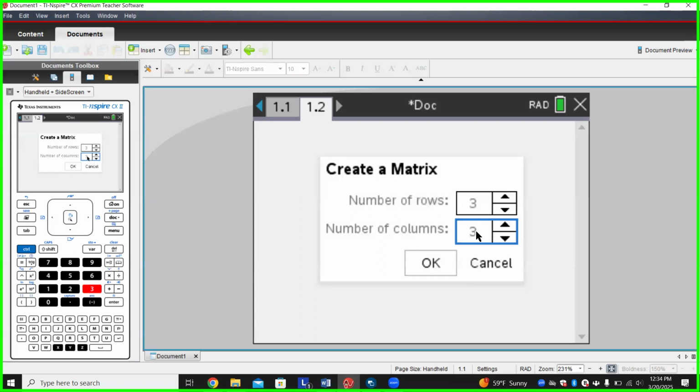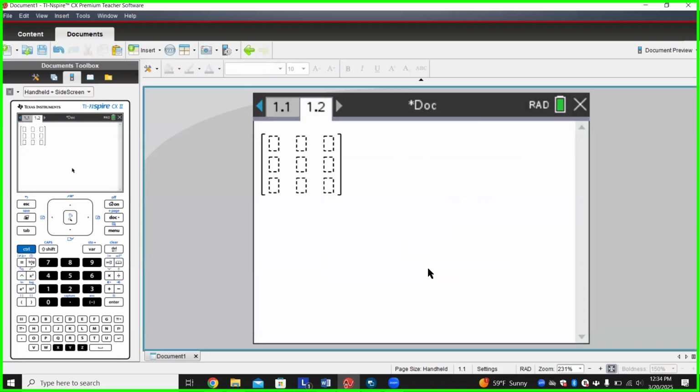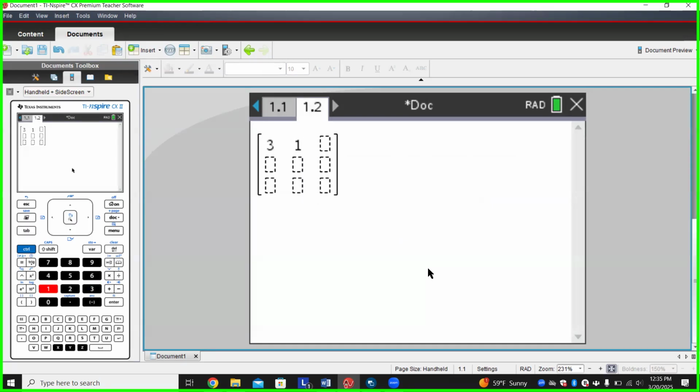Watch out for hitting the up and down button. You'll actually change this, so try to use the mouse pad. This right here is a mouse pad on your calculator if you didn't already know that. Once you have the 3x3 and you hit OK, you produce a matrix like this. All you have to do now is type in these numbers: 3, 1, 2, 3, 1, 1, 1, 1, 1.